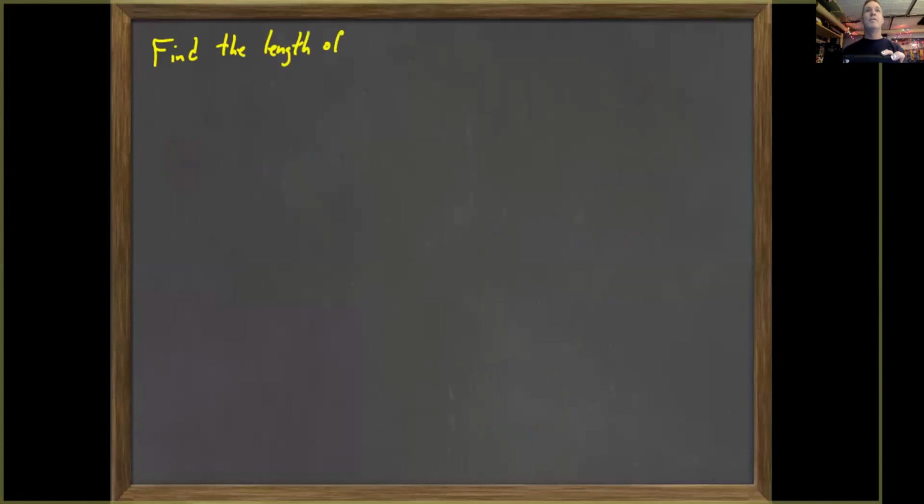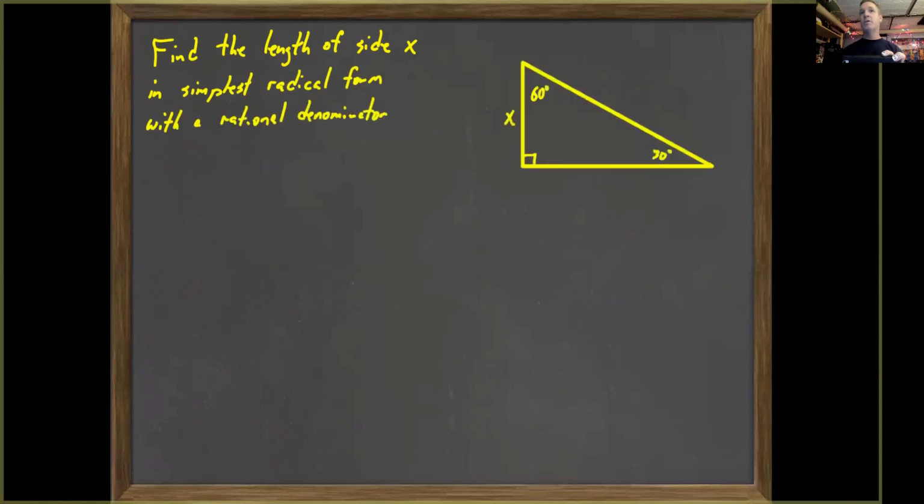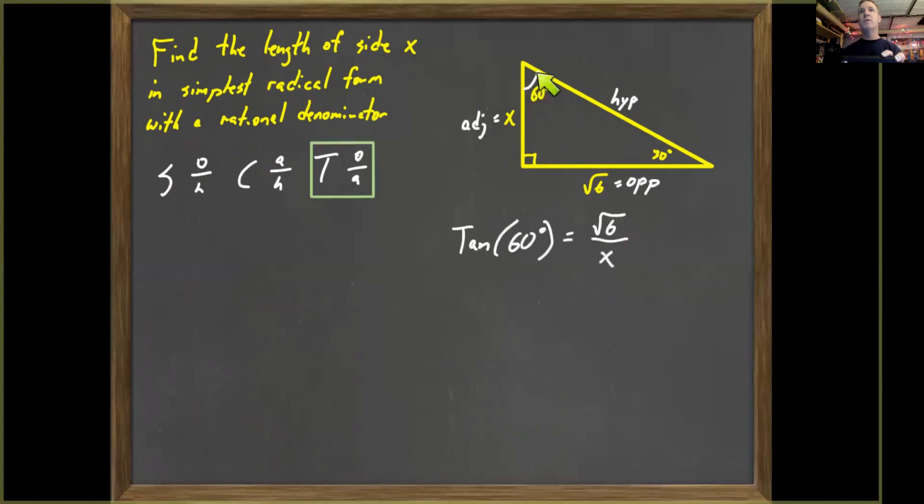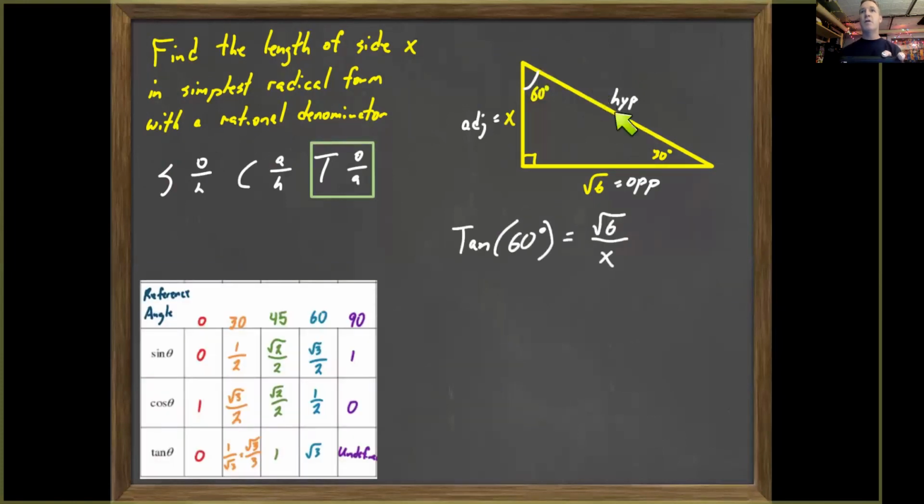One more. Find the length of side x in simplest radical form with a rational denominator. So here it is. It's another 30, 60, 90 triangle. SOHCAHTOA. All right, so I'm going to choose this as my reference angle. Then I know, okay, here's my hypotenuse. This is my opposite side. This is my adjacent side. I don't know anything about the hypotenuse. I'm not looking for it. So it's actually tangent that I'm dealing with now. So the tangent of 60 degrees equals radical 6 over x.